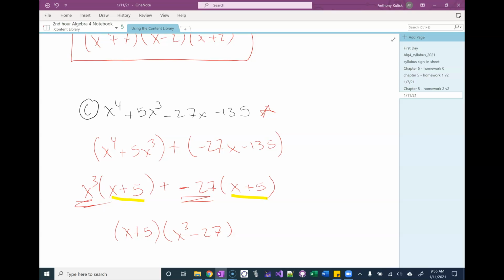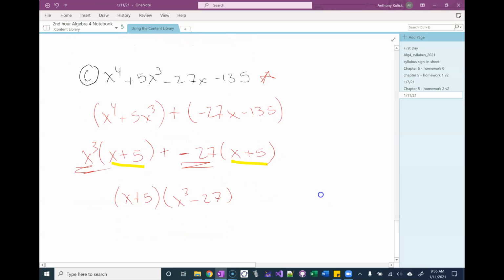Now we need to check each one of these factors to see what we can do with them. The x plus 5 clearly is not factorable, right? Because it's a linear term. The x cubed minus 27, we'll go through the 2-term branch. Is it a difference of 2 squares? Definitely not, right? Because the exponent is odd. Can't be a difference of 2 squares if your exponent is odd. Is it a sum or difference of 2 cubes? Yes, okay.